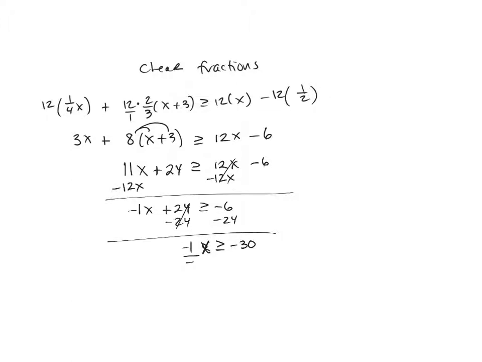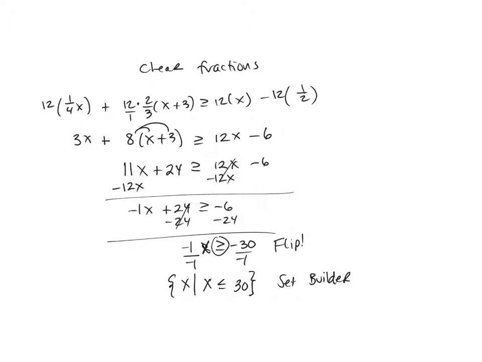And then I do need to divide by a negative 1. And when I divide or multiply by a negative, that's when you have to change the direction of your inequality, giving us that x is less than or equal to 30. And then the set builder for this, that would be the set of all x such that x is less than or equal to 30.